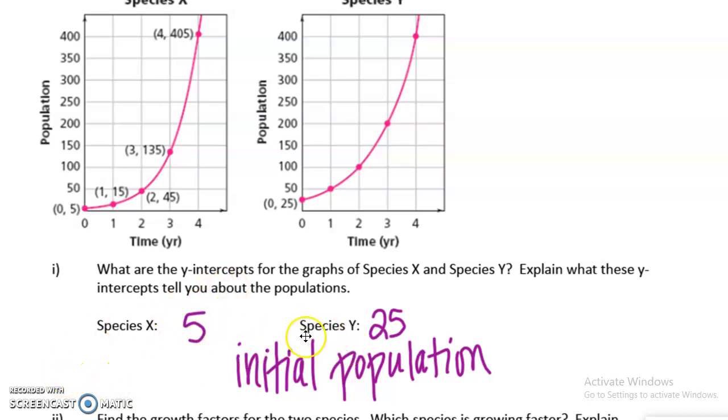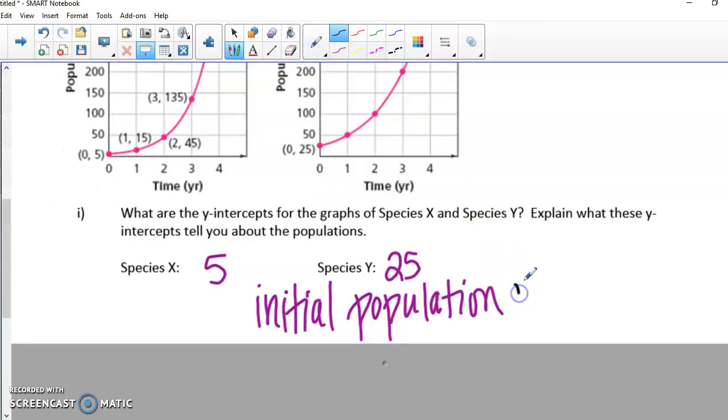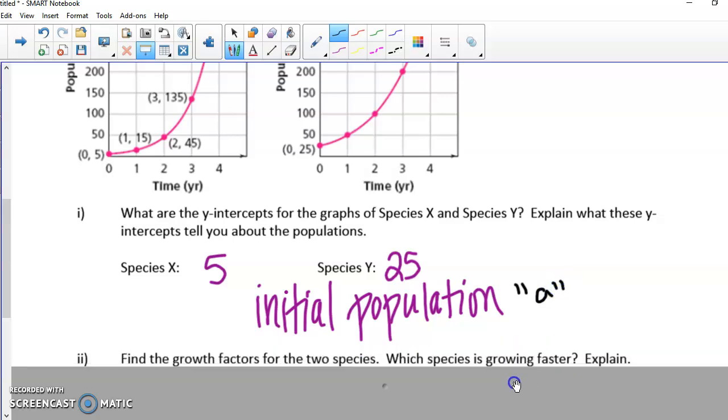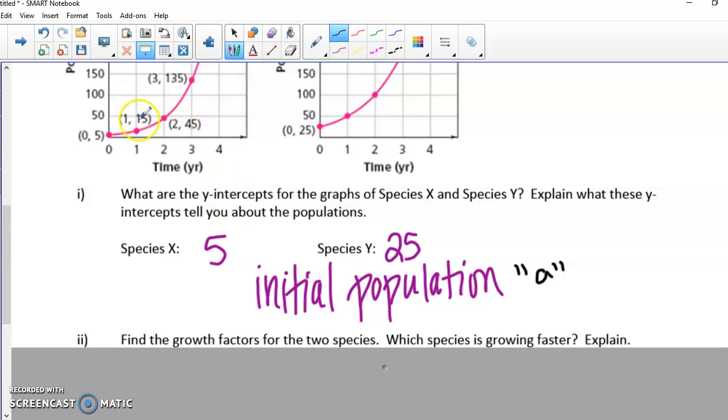That y-intercept is A. The next question asks us to find the growth factors. So the growth factors are the B in our equation. You can see that initially we started at time 0, we had 5, and now at time 1, we have 15. So we have grown 3 times in 1 year. And that trend continues at year 2. We're at 45, and 15 times 3 is 45. So you can see the growth factor for species X is 3, whereas the growth factor for species Y is going to be 2, because you have this coordinate here at 150.